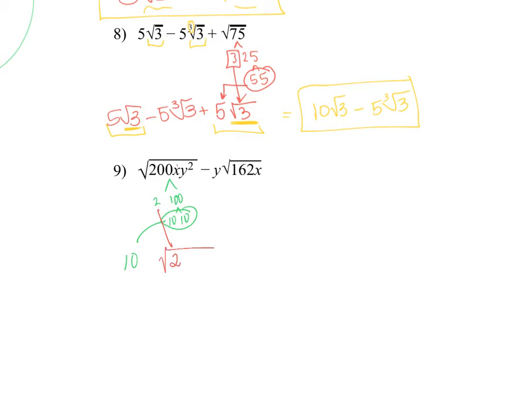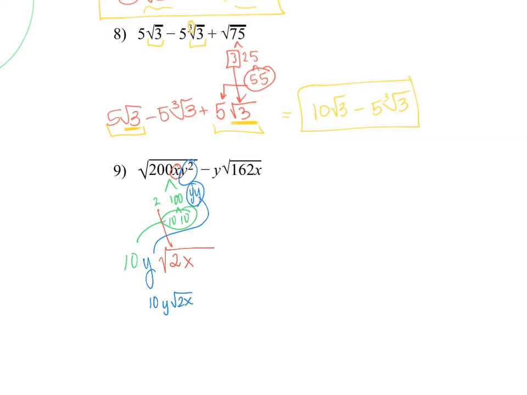And then let's see, the x is just a single x. It has to stay inside. And then the y squared, that's just y. So we have a pair. It gets to come out as a single y. So this is 10y square root of 2x.